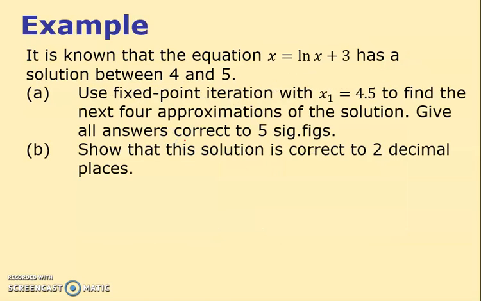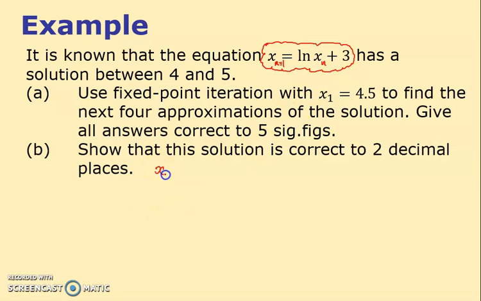It is known that the equation x equals log x plus 3 has a solution between 4 and 5. And it says use fixed point iteration. Well, look here. The good news is it has been rearranged. Notice it doesn't say it's equal to 0 and we get asked to rearrange it. We just put this in. Now, this effectively becomes an iterative process. This becomes x n plus 1, this becomes x n.